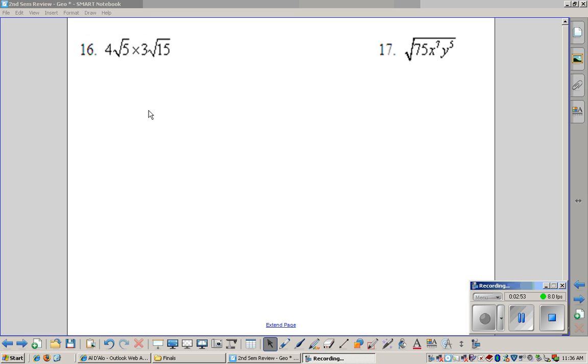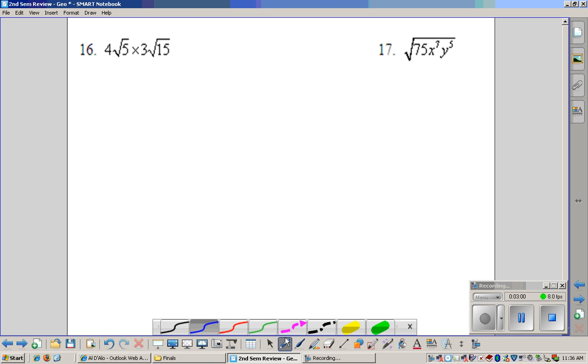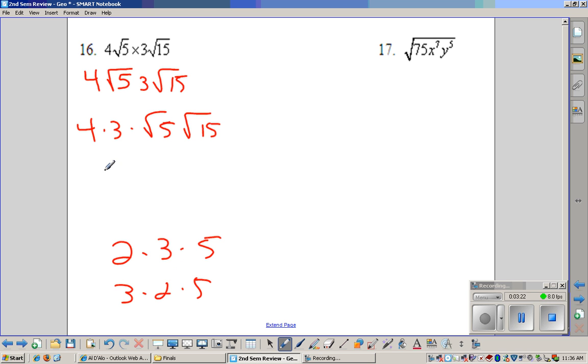Now, when multiplying radicals, I guess, here's how I would do it. I'd probably write it like this. 4 times root 5. And this, you can reorder that. 4 times 3 times root 5 times root 15, because you learned that multiplication can be done in any order you want, right? 3 times 2 times 5. That's the same thing, right? So let's do the same thing up here. Put it in any order you want. Putting all the numbers up front.